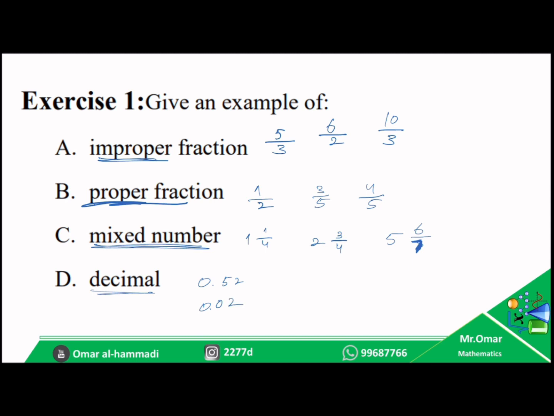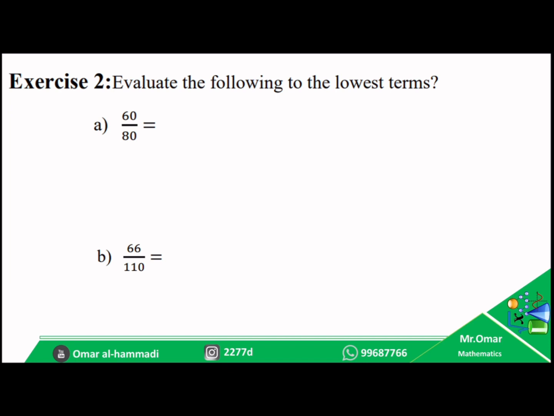Great. Evaluate the following to the lowest terms. What do you mean by the lowest terms? It means أبسط صورة. We want to put this fraction in the lowest terms, في أبسط صورة. So 60 divided by 80.